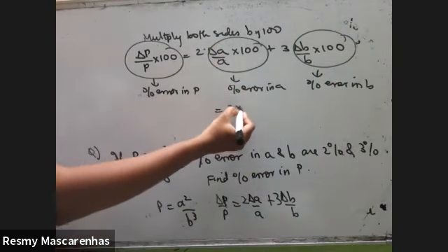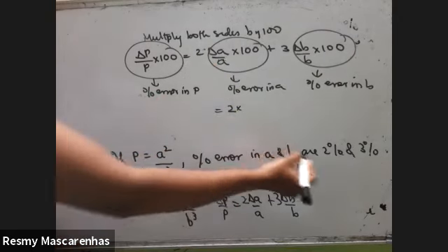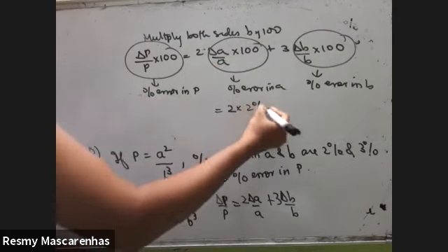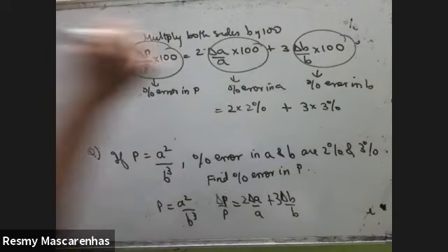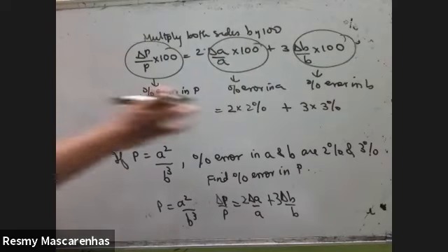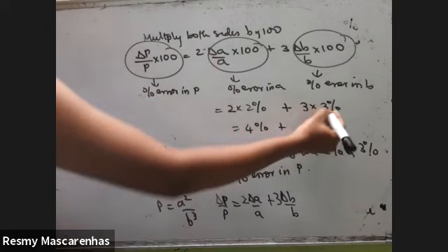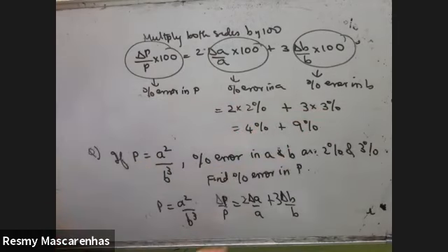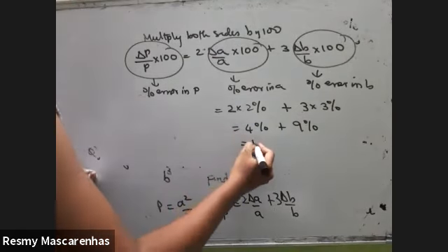So 2 is there at the side. So this will be 2 into 2% plus 3 into 3%. In total, 2 into this will give you 4% plus 9%. The total will become 13%. That's the answer.